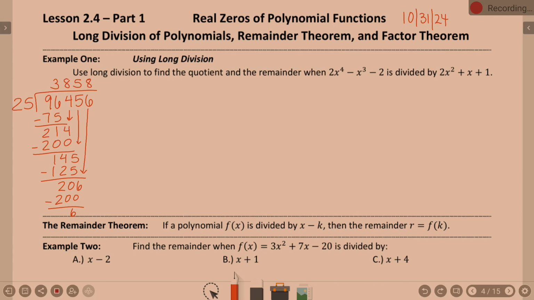Oh, okay. We're not doing a decimal. Not with long division of polynomials. We're not doing decimals because we won't be. So you can either talk remainder, or we could say that this is 3,858 and 6 25ths over the divisor, right? So you could say that it is 3,858 and 6 25ths.